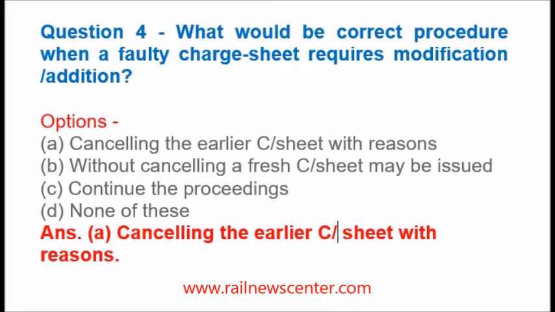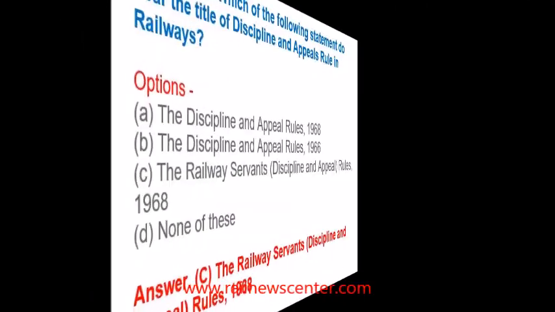What would be correct procedure when a faulty charge sheet requires modification or addition? Options. A. Cancelling the earlier charge sheet with reasons. B. Without cancelling, a fresh charge sheet may be issued. C. Continue the proceedings. D. None of these. Answer. A. Cancelling the earlier charge sheet with reasons.